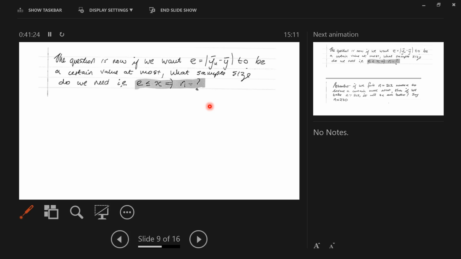Somebody says, "I don't want my error to be more than this. What sample size must I get?" And this is the question you very often get. People come to you and say, "How many people must I select in my sample?"